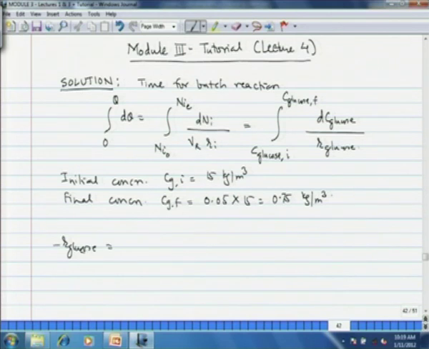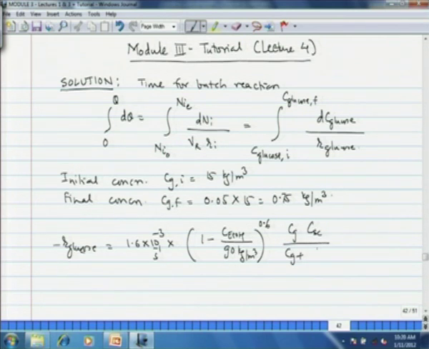If we substitute all values, k is 1.6 into 10 to the power minus 3 into (1 minus C ethanol divided by 90 kg per meter cube). The unit of k is second inverse. Then raised to 0.6, Cg into C Saccharomyces cerevisiae, divided by Cg plus the Michaelis-Menten constant, 2 kg per meter cube.